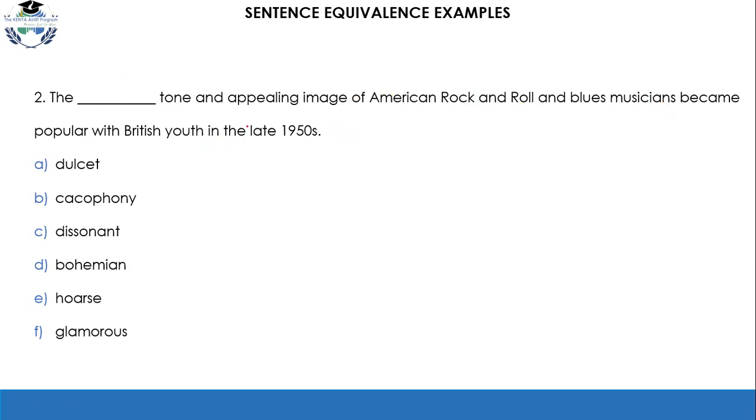The blank tone and appealing image of American rock and roll and blues musicians became popular with the British youth in the late 1950s. Yes, Alphonse, go ahead.